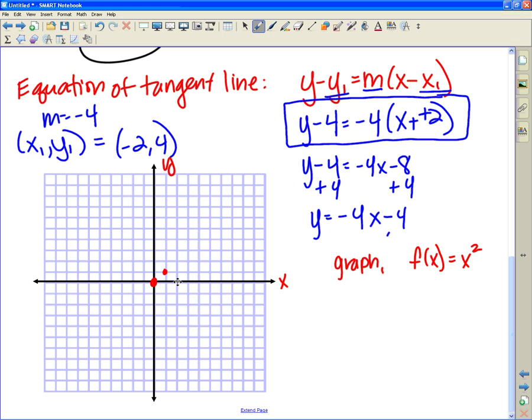If I have x is 2, what's y? 4. And then you can go over to (3, 9) if you want. Is that 9? I don't know. Okay, so you have a parabola. So this is f of x.